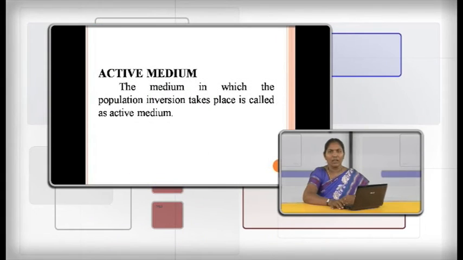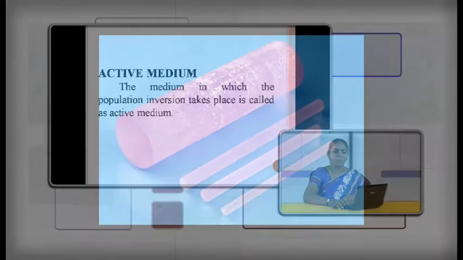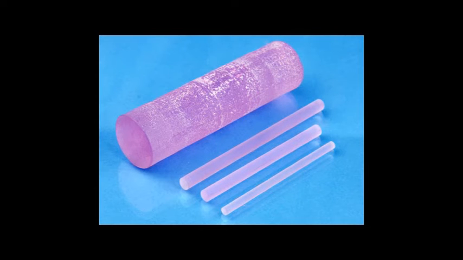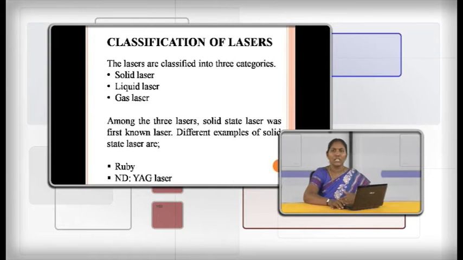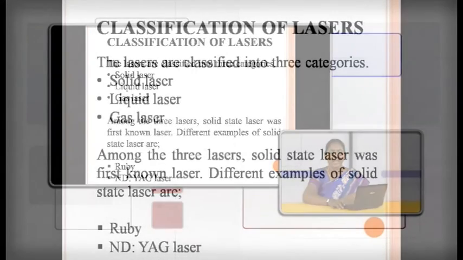And we are going to see what is active medium and active center. The medium in which population inversion can take place is the active medium, and the material in which atoms are raised to the excited state to achieve population inversion is called the active center. Based on the active medium, we can classify lasers into different types. Next, we are going to see the classifications of lasers. Lasers can be classified into three categories: solid state laser, liquid laser, and gas laser.